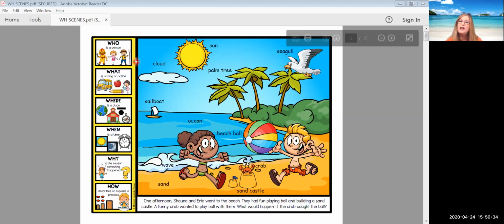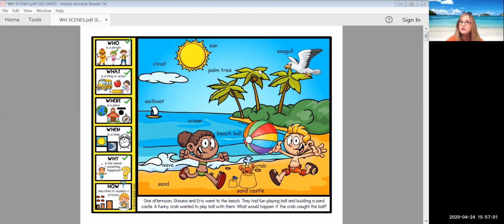All right, so let's see if we've checked off everything in our story elements. The who, the what, the where, the when, the why, and let's see, and how. No how question here, so we'll just put a question mark there.